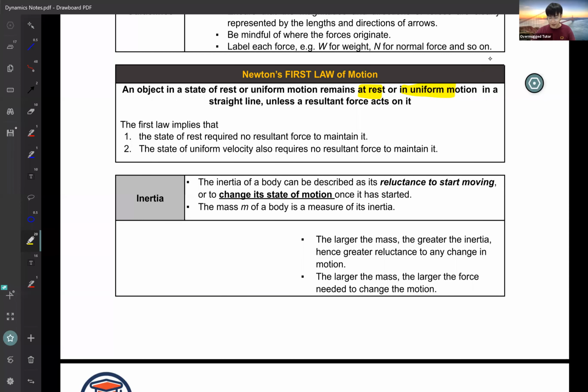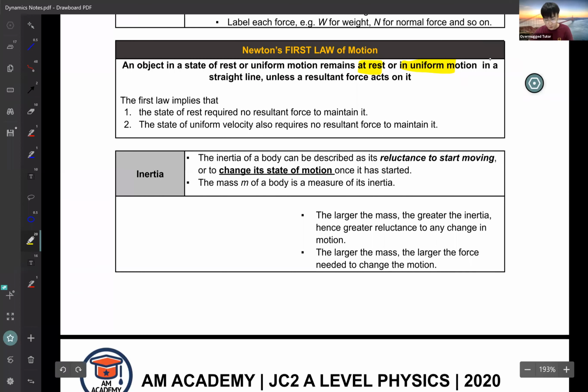The second thing is that the state of uniform velocity requires no resultant force as well. So these are two things that you need to know. And likewise, you can also say the opposite, which is that in order for you to change the motion of an object, you require a net force. So quite a basic concept.